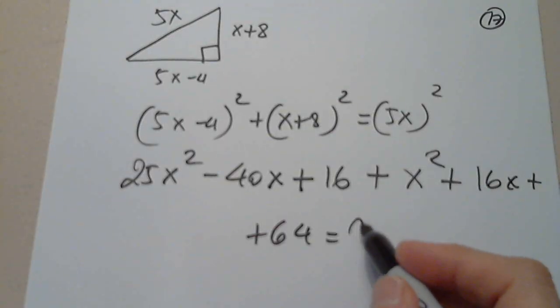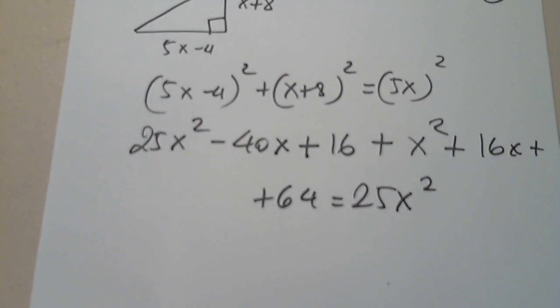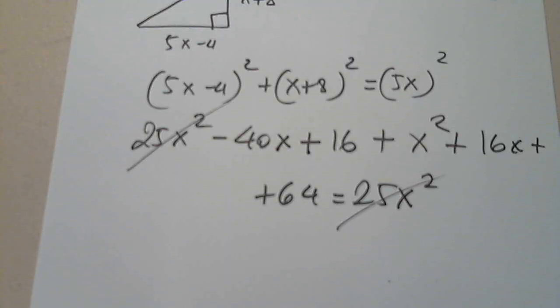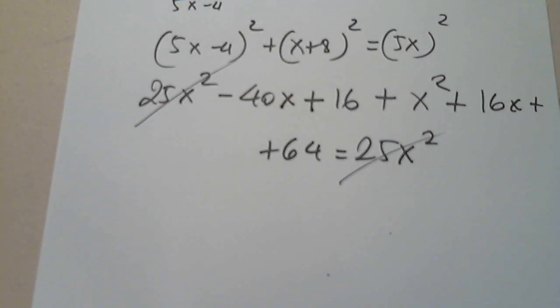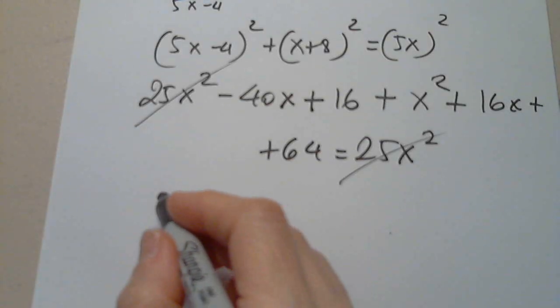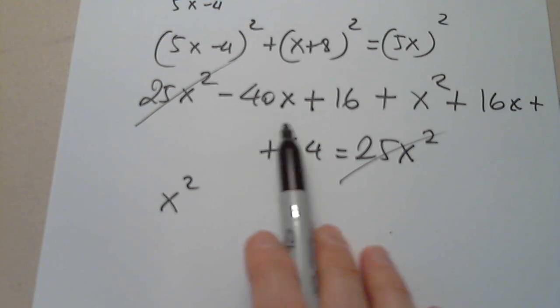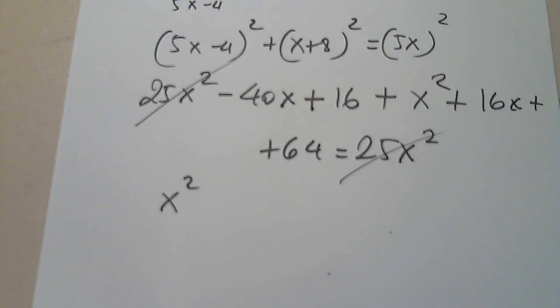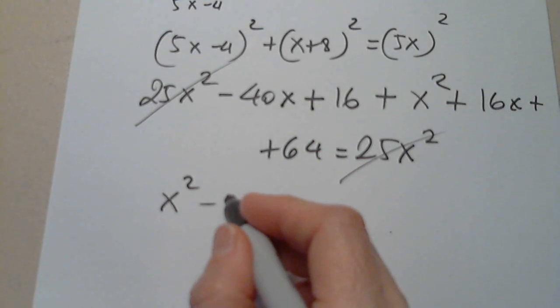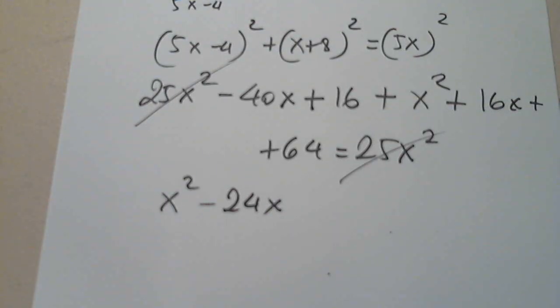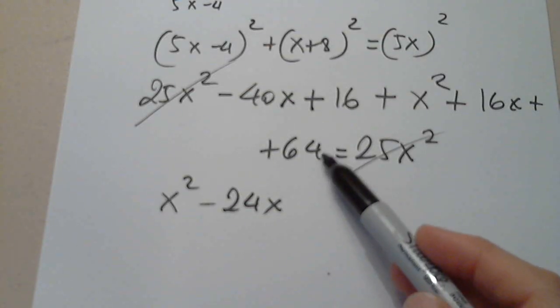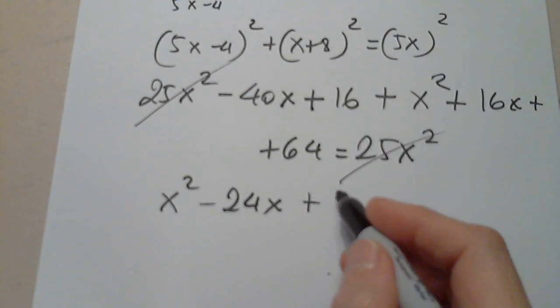And the right-hand side is 25x squared. This is nice because I can get rid of these right away. I love that. Then I have to rearrange everything in descending order. So I have x squared first. The negative 40x with a positive 16x is minus 24x. And then 64 plus 16 is positive 80.